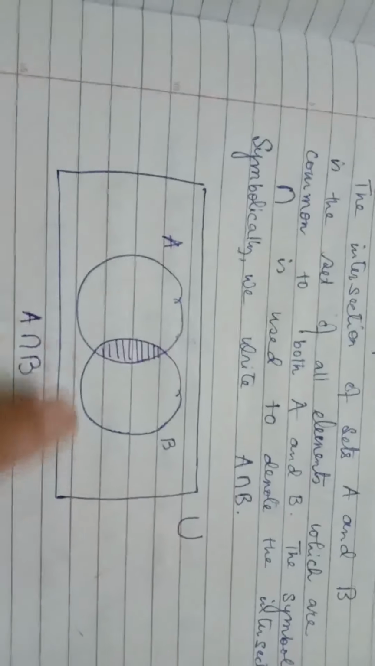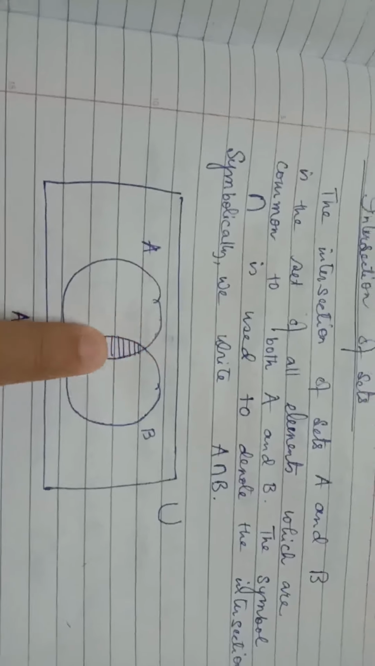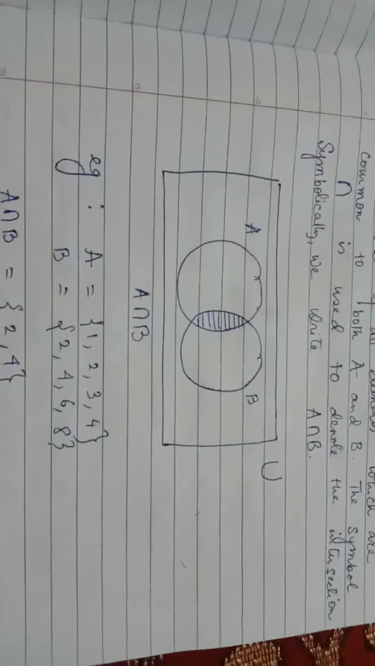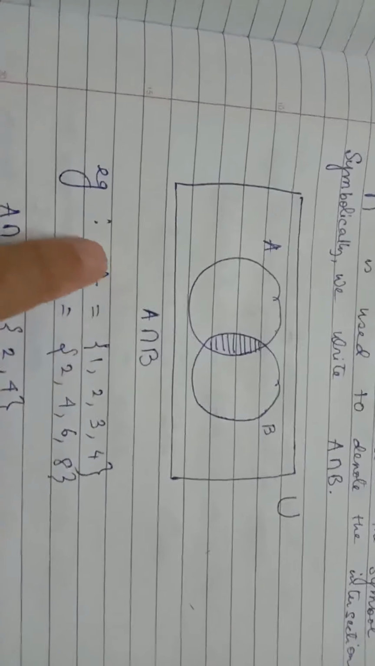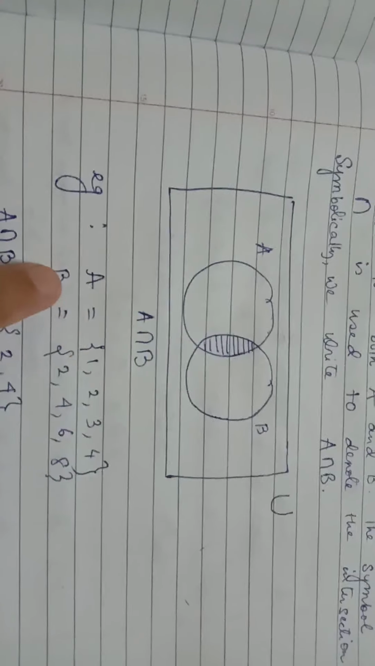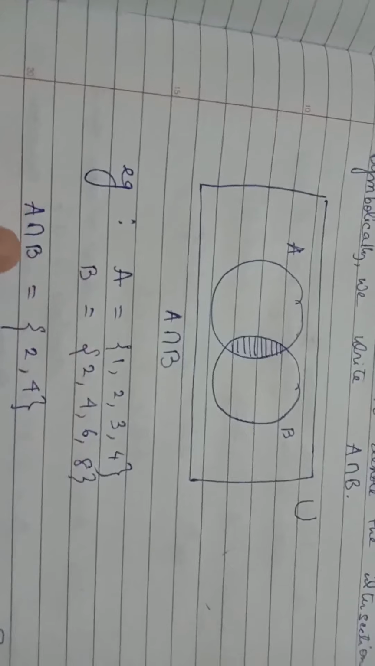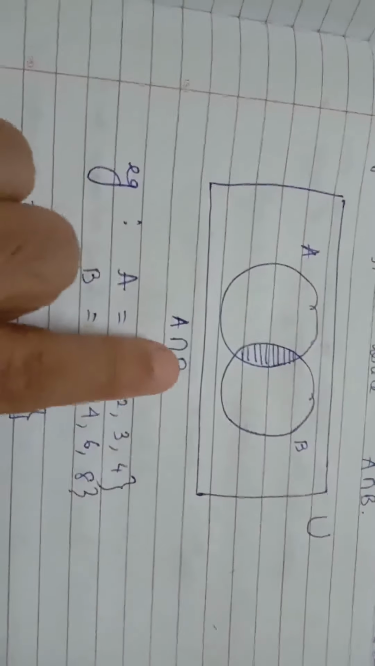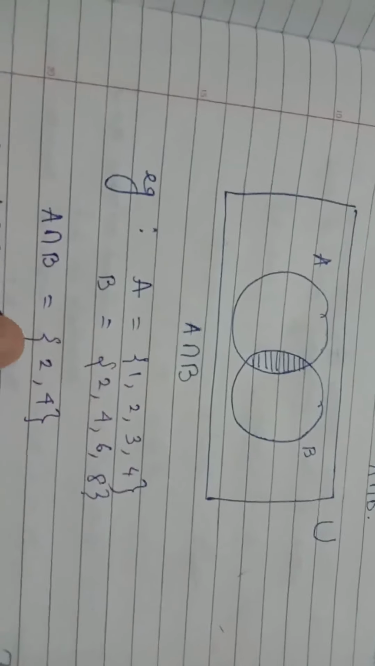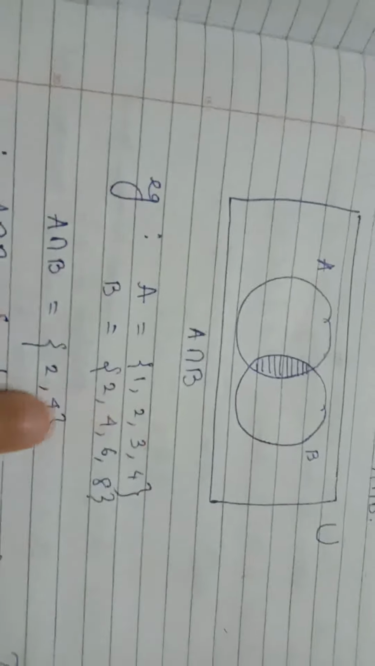I have drawn a Venn diagram here. This is the set A, this is the set B. This is the common part, the elements which are common to both A and B. This is called intersection of sets. Let us take one example. Suppose A equal to {1, 2, 3, 4} and B equal to {2, 4, 6, 8}. A intersection B, we have to collect the common elements, 2, 4, so A intersection B is {2, 4}, the elements which are common to both A and B.